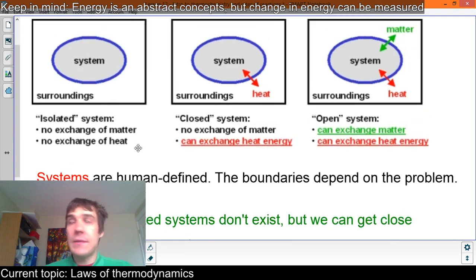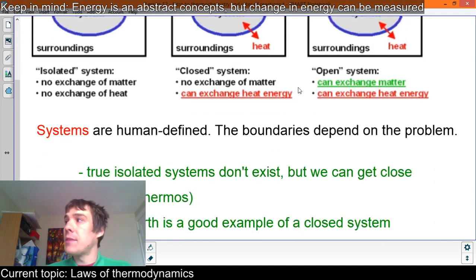And there's three types of systems. There's isolated systems, where there's no matter or heat that can get exchanged. The closed system is closed, so the matter can't get in and out, but the heat can. And open systems, matter and heat can both come in and out.